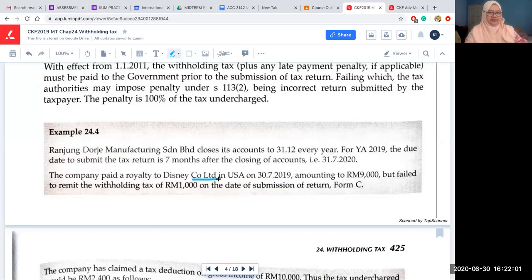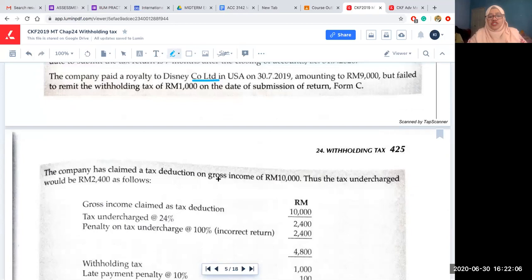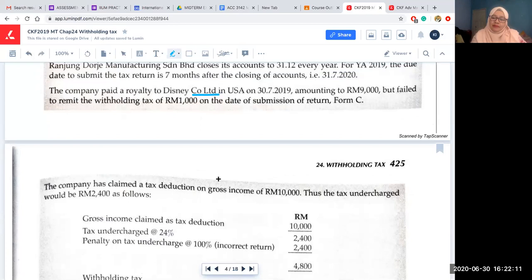The company has claimed a deduction on gross income of 10,000. So in this case, you know that the company is non-compliant. Why? Because they did not remit the 1,000 to the IRB and yet claimed the royalty as an allowable expense. When it's claimed as an allowable expense, your adjusted income is now wrong. You should have added back 10,000, right? So now your adjusted income or your chargeable income is understated, or undercharged, by 10,000.